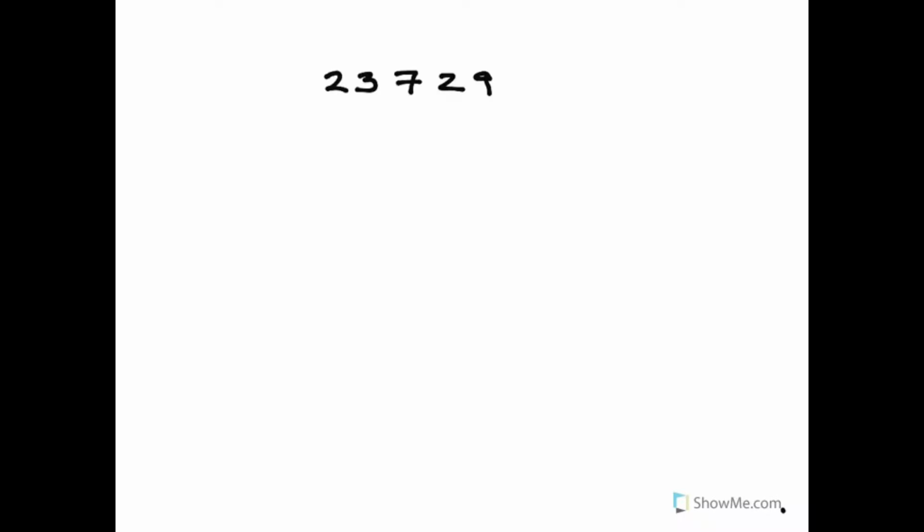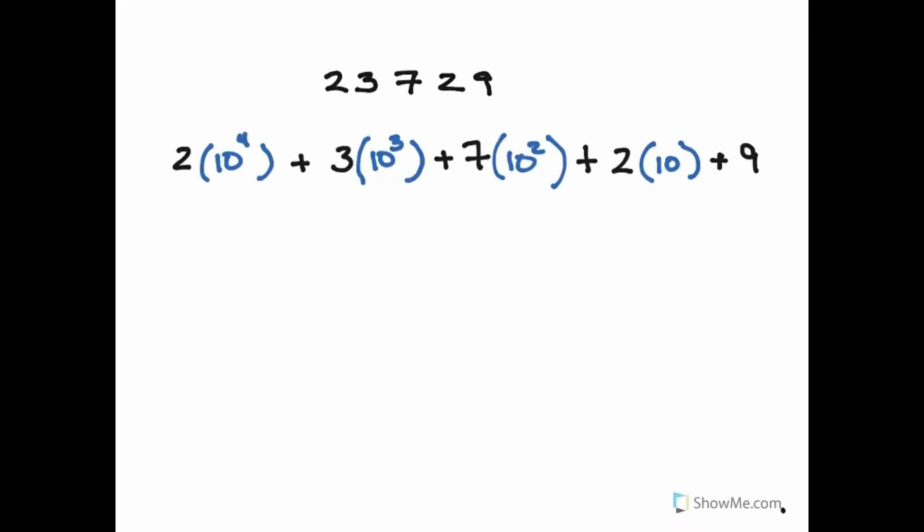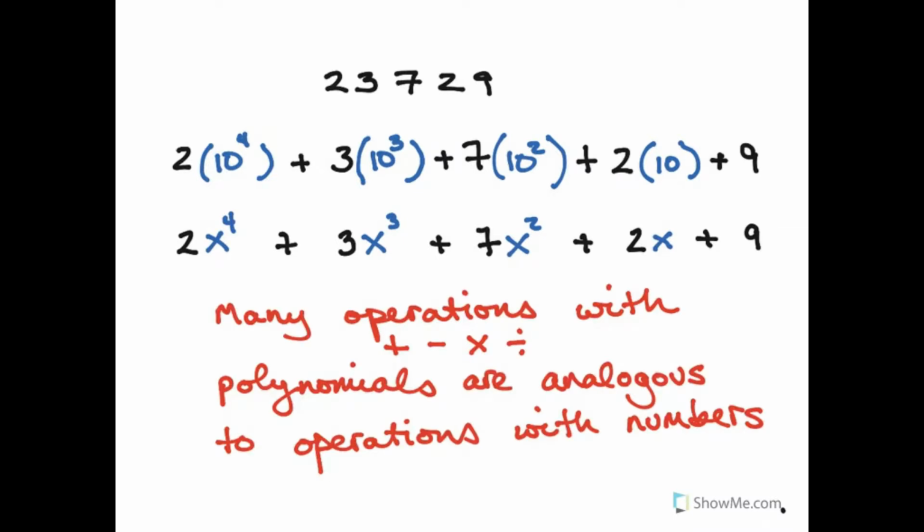The number 23,729 can be written in something called expanded form, where we show the place value of each digit by multiplying it by a power of 10. This helps us see that polynomials are very analogous to numbers. A polynomial is a bit like a number written in expanded form. And so just as we add, subtract, multiply or divide with numbers, we can do very similar things with polynomials.